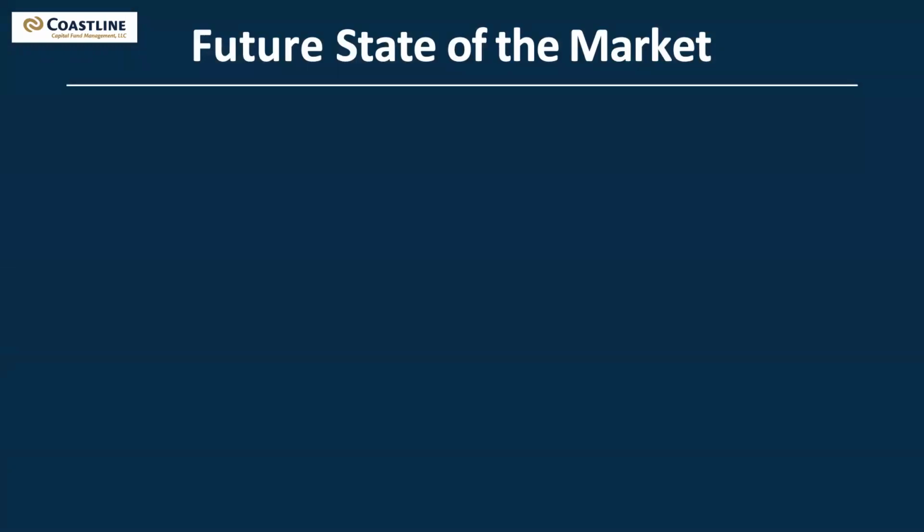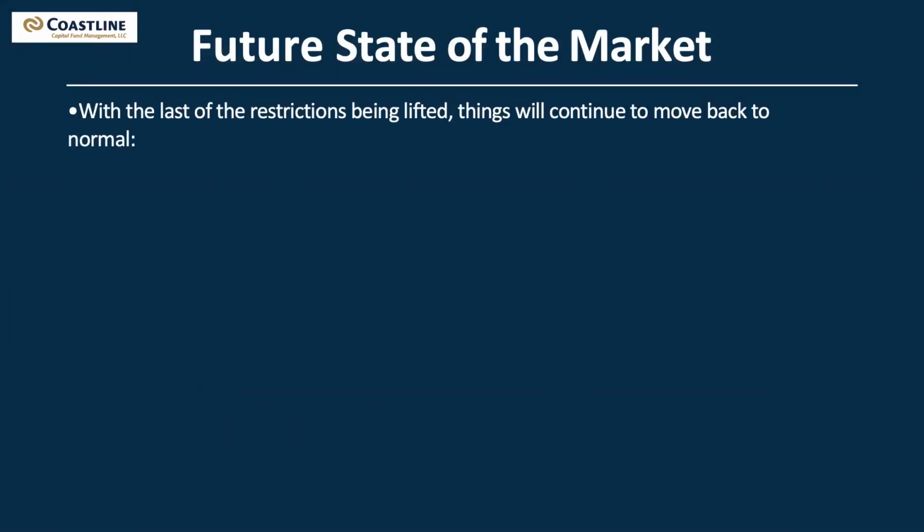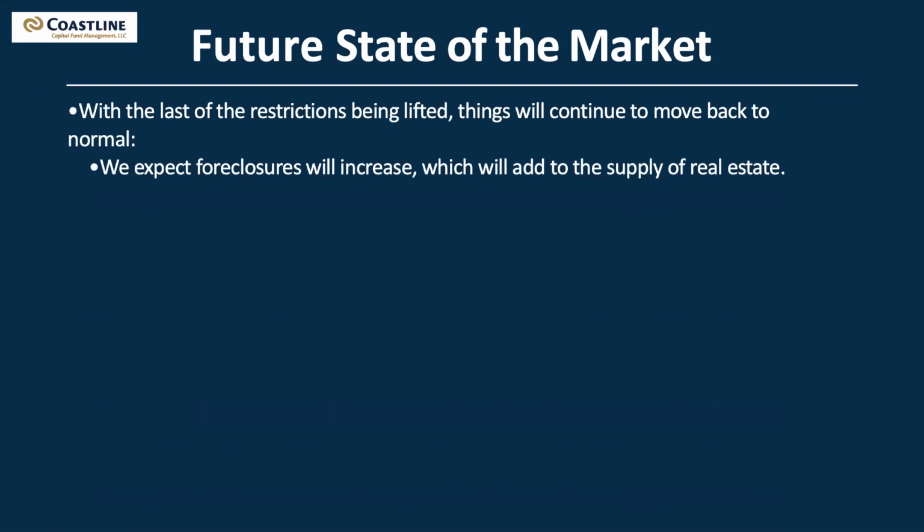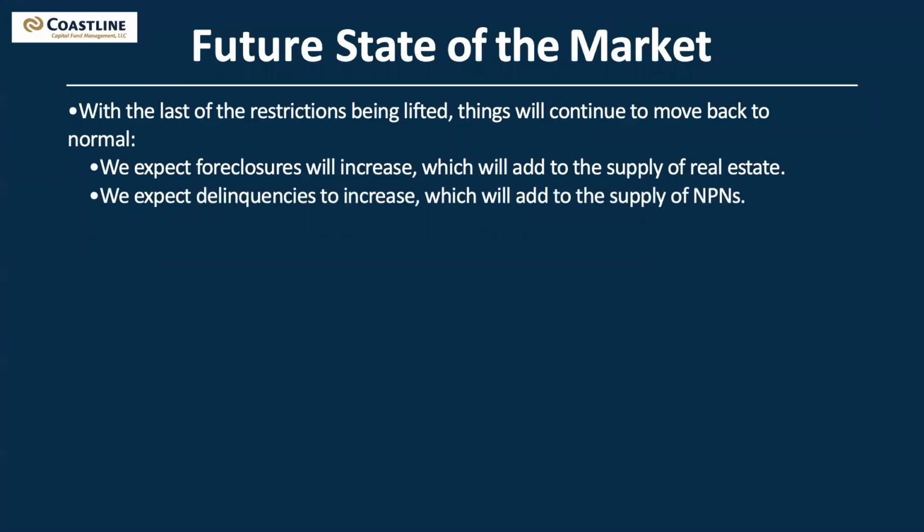As far as the future is concerned, with the last of the restrictions being lifted, things will continue to move back to normal. We expect foreclosures will increase because lenders can start foreclosing again, and that will add to the supply of real estate. We expect delinquencies to increase. That's because all of the government supports are being removed right now, and so things have to get back to normal. There are going to be some borrowers that won't be able to adjust, and that will add to the supply of NPNs, which will, down the line, add to the supply of real estate.